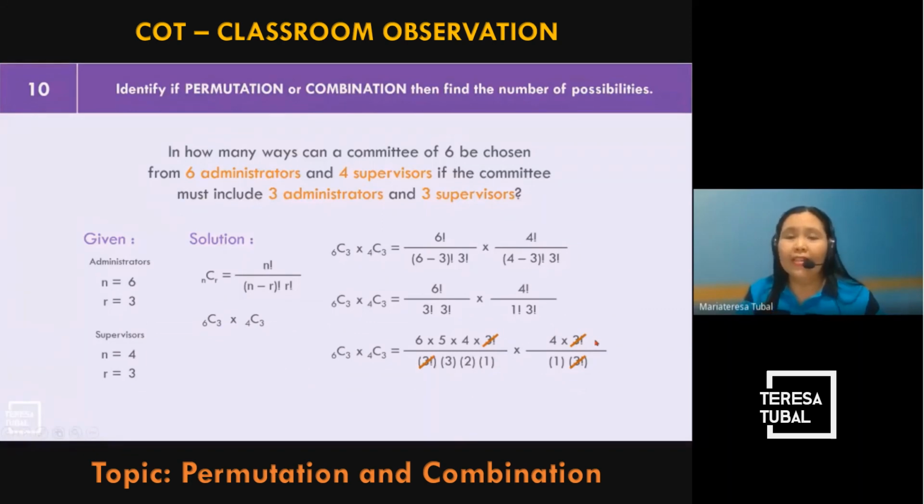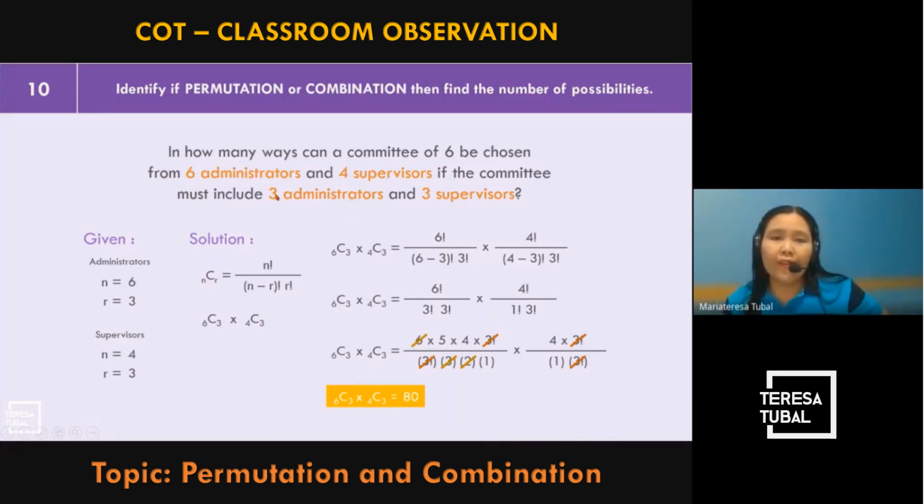What do you think is the answer? Yes, Angelica? 80 po, ma'am. Okay, 80. So let us see, the answer is equal to 80. So pwede natin kunin yung lowest term, 3 times 2, that is equal to 6. So exactly cancel 6. So kung wala na tayong pwede i-lowest term, let us multiply. So the answer is equal to 5 times 4 is 20, times 4, the answer is equal to 80. So the combination of the administrator and supervisor, that is equal to 80.